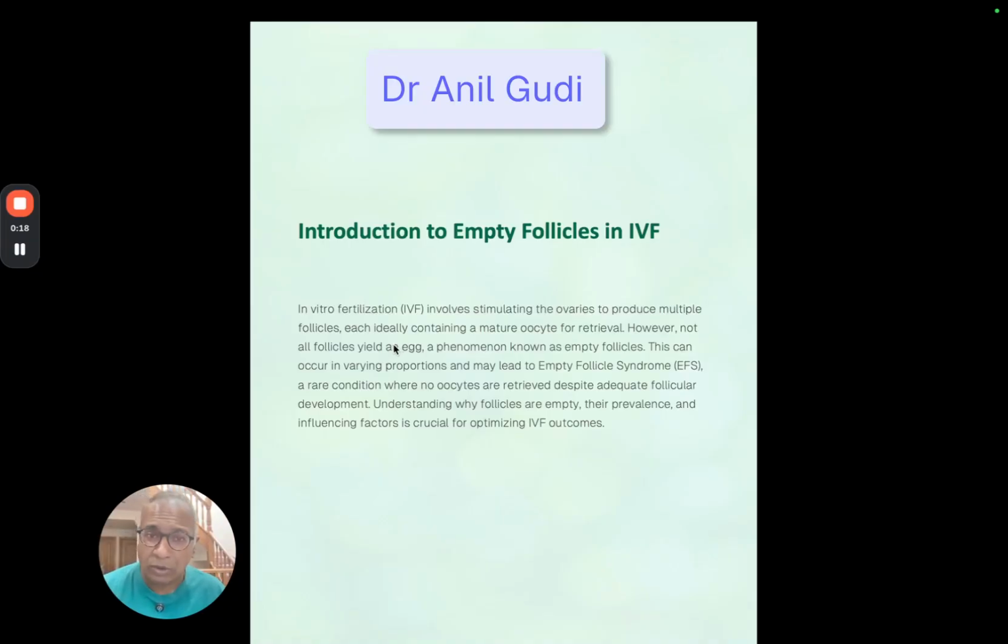So today let's talk about empty follicles in IVF. When you look at in vitro fertilization, the aim is to produce follicles which will contain mature oocytes. However, not all follicles yield an egg, and when they do not yield an egg, it's called an empty follicle. This can vary in proportions and may lead to empty follicle syndrome, a rare condition where no oocytes are obtained despite adequate development of follicles. Understanding why this occurs, again, is an important stage.